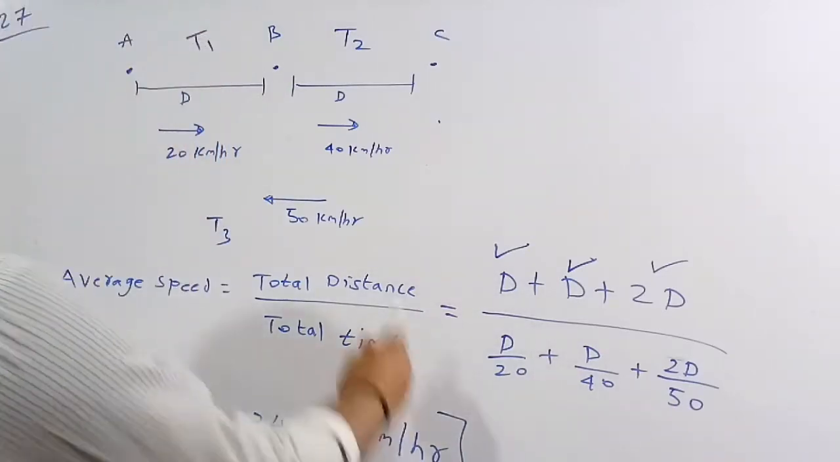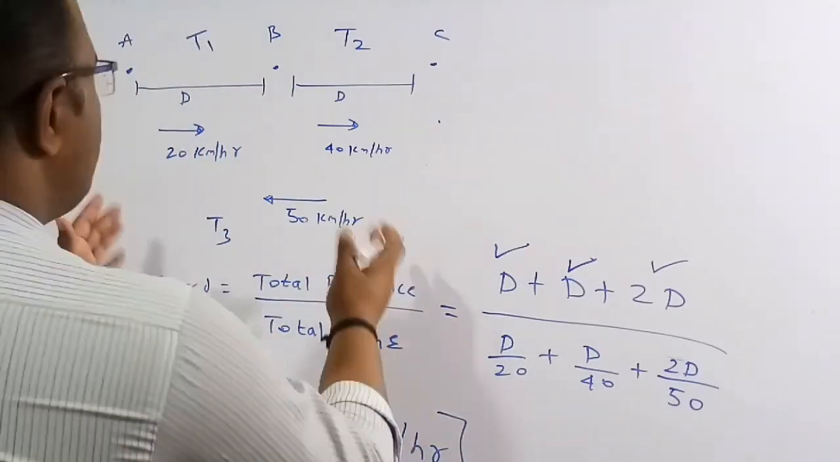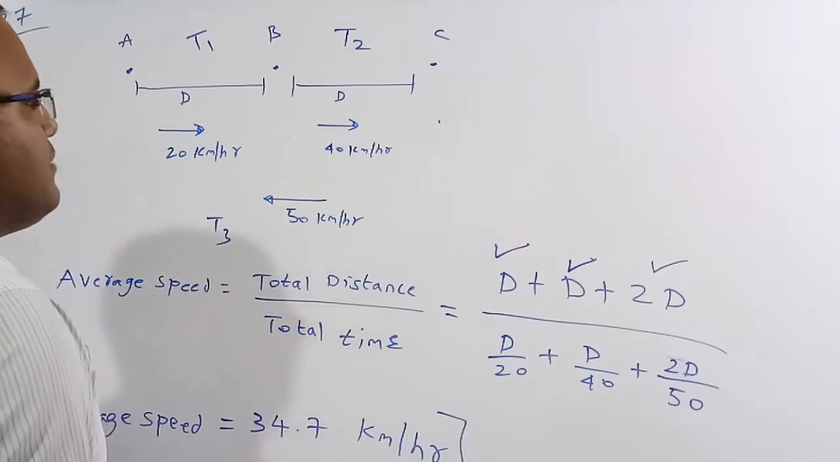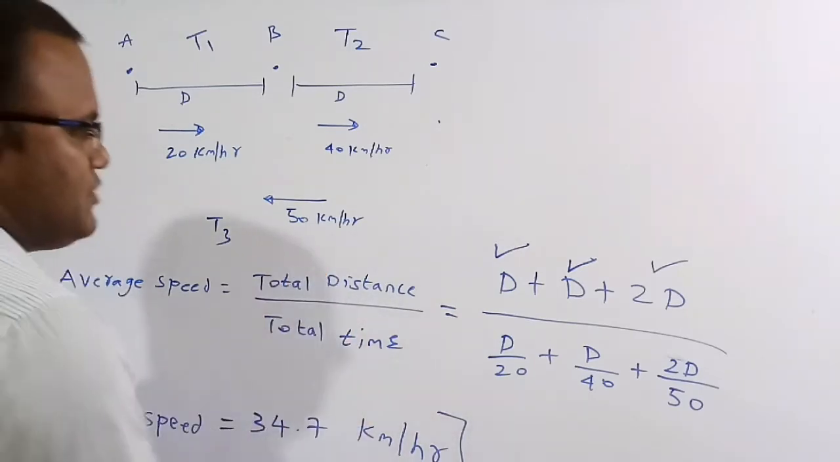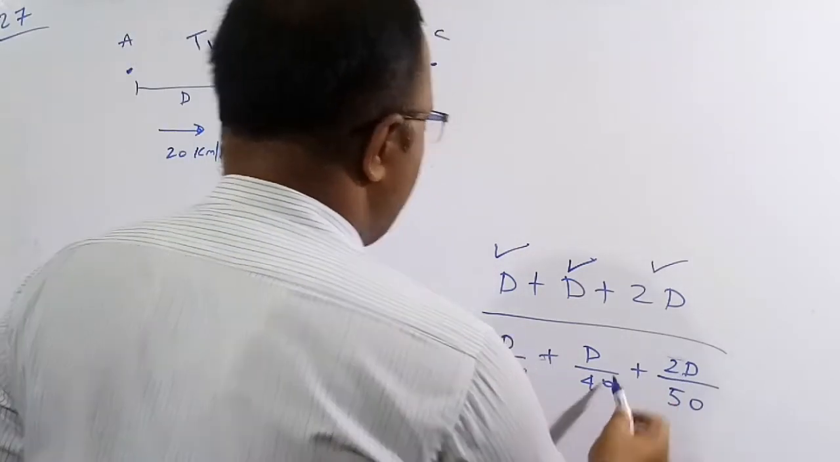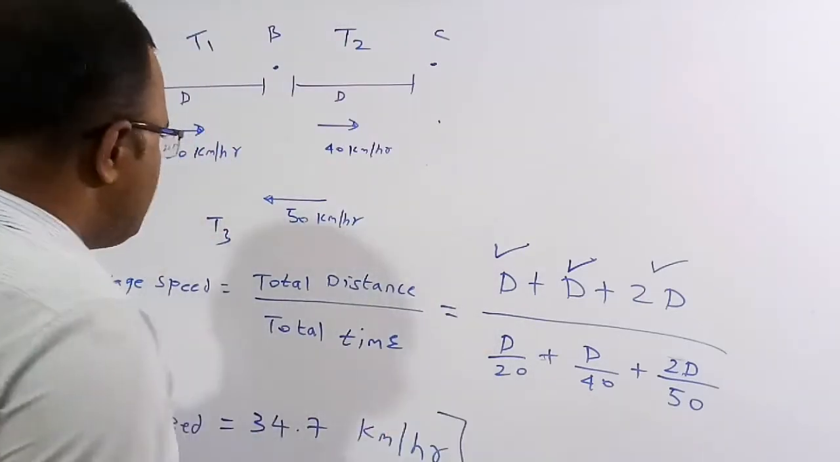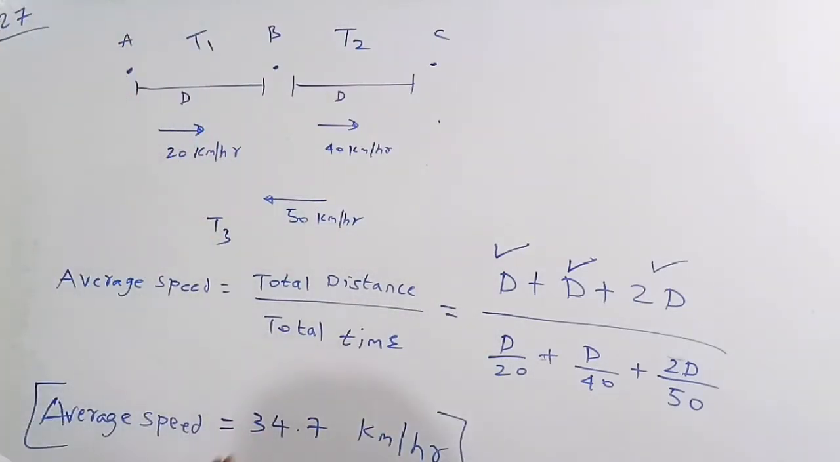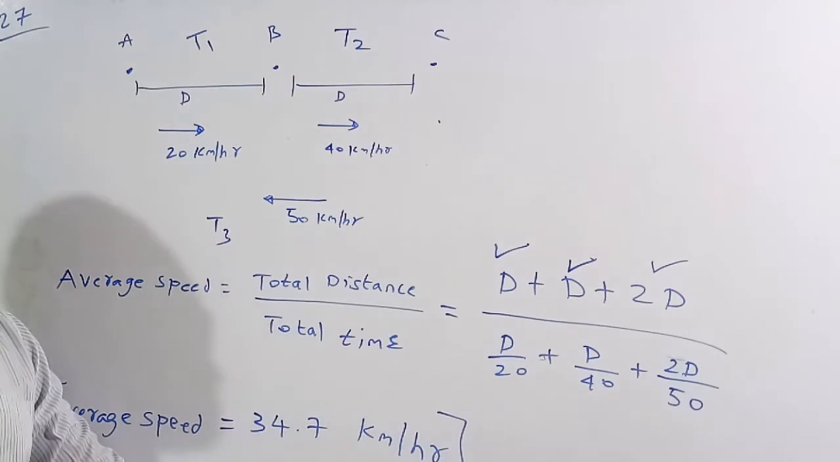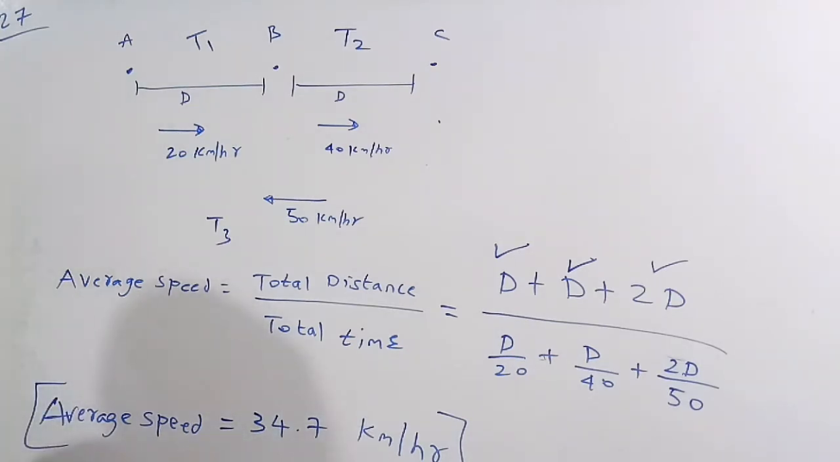Plus again from C to A, the total distance is 2D and the speed is 50, so 2D by 50. The total time is the sum of each of these. If you do the simplification, finally we get the average speed as 34.7 km per hour. This is the correct solution of this question.